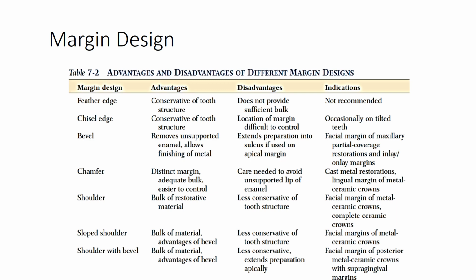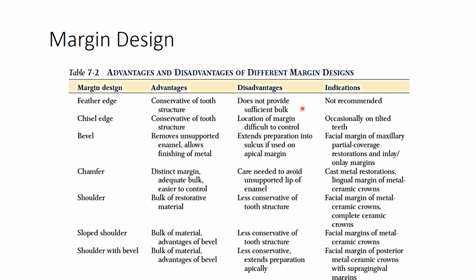Whereas we have huge advantages when we consider a chamfer or a heavy chamfer or a slope shoulder or radial shoulder type of preparation. But the disadvantages of these, the shoulder and the radial shoulder, are that they are more destructive to the tooth, less conservative, and require more removal of the tooth structure axially from the cervical areas. But these are the most preferred finish lines for all of your all-ceramic and your full veneer porcelain-fused-to-metal restorations.